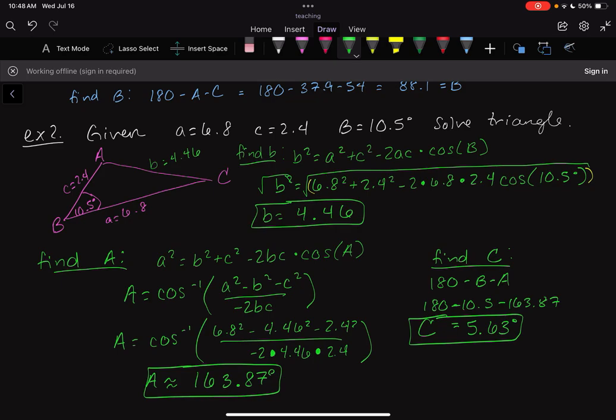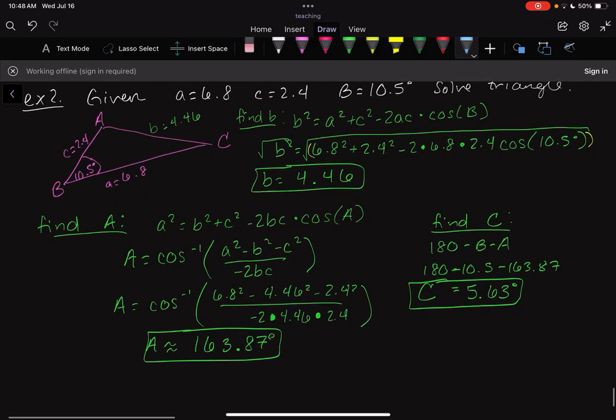Now again, you can check yourself and say, okay, my biggest angle is A and it's also across from my biggest side, so that's good. My smallest angle is C and it's across from my smallest side, so that's good. And then my middle angle is B, it's at 10.5 and it's across from the middle side. So this is good. There's probably no issues.